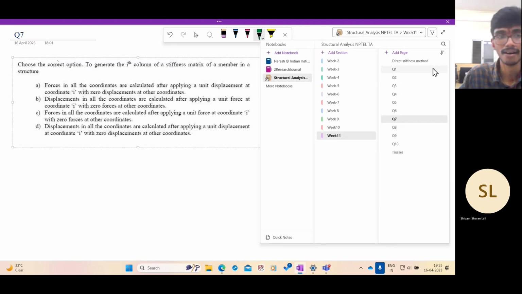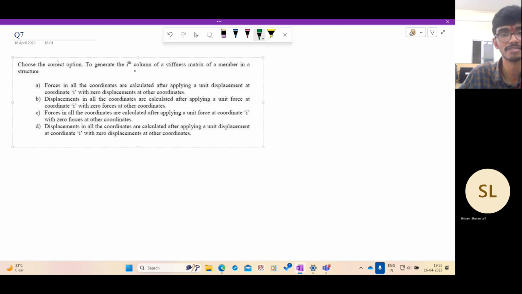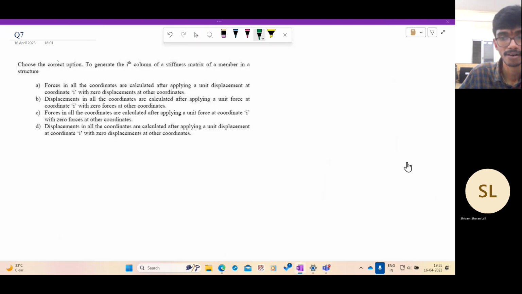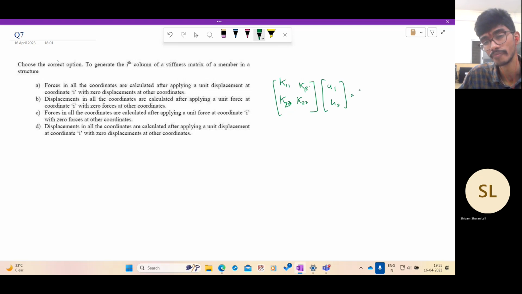Next question. So to generate the ith column of the stiffness matrix of a member in a structure, what should we do? This is also a question in this year's assignment, so I'm not supposed to answer it, but you can see what we have done so far, right? To generate, we had K11, just consider this one. Q1, Q2, F1, F2. When will we get F1 alone?